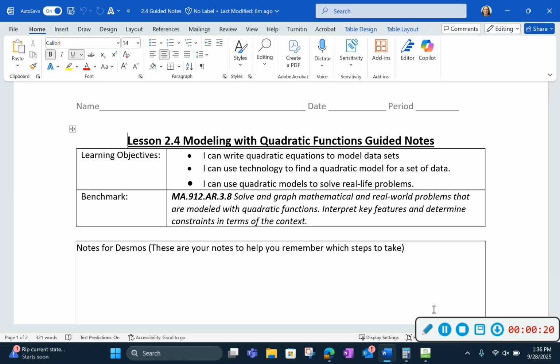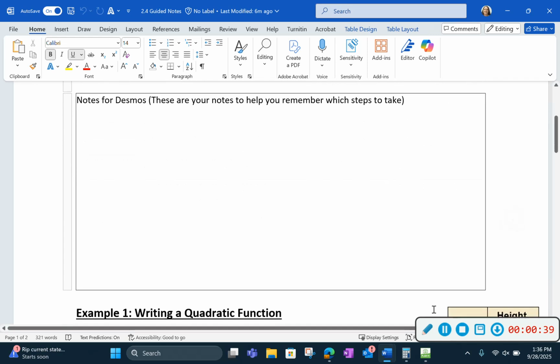This lesson is modeling with quadratic functions and guided notes. So you should be able to write quadratic equations to model data sets. We're going to use technology to find a quadratic model for a data set, and you can use quadratic models to solve real-life problems.